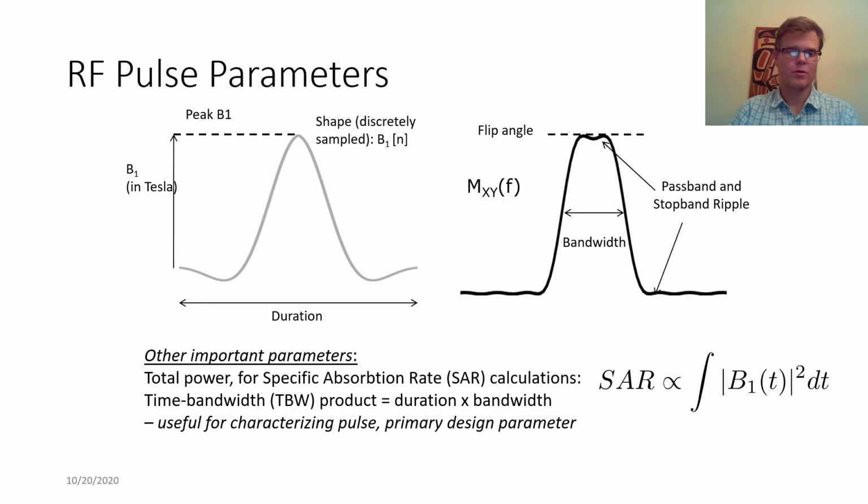And sometimes the RF pulses are characterized by this thing called the time bandwidth product, which is the multiplication of the pulse duration times the bandwidth. And it turns out this is actually fixed for a given shape. So it's kind of a useful way to characterize an RF pulse shape.